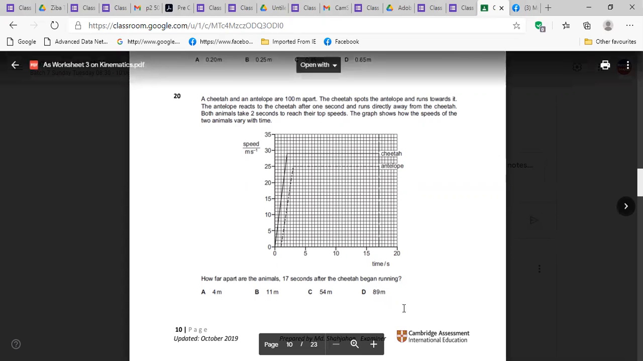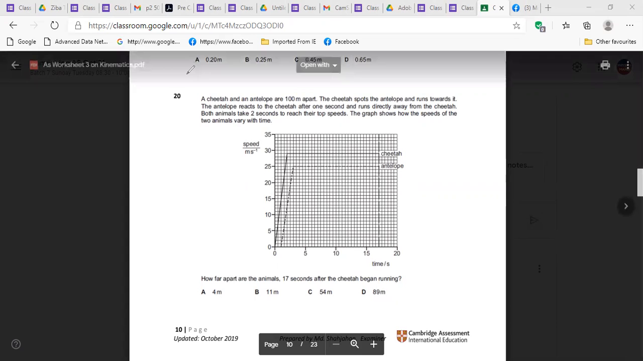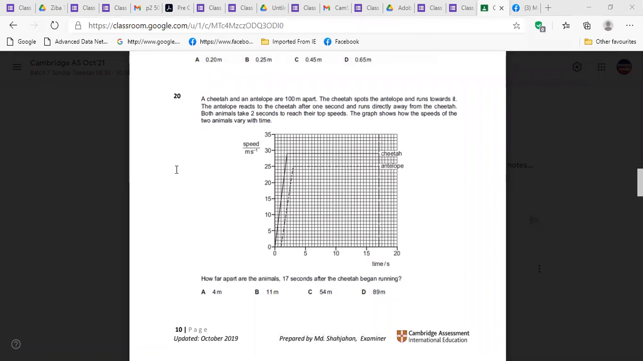Sir, the step is totally wrong, sir. No problem. Whatever is wrong, we will get the right one from there. You just tell me how you tried. How far are the animals 17 seconds after the cheetah began running? Tell me your one half into.